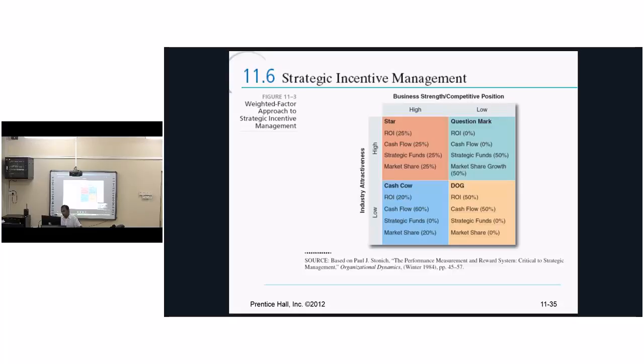Again, if you are in a cash cow position, the market is not really growing, but you have very high market share, then you don't reward for strategic funds and you don't reward for gaining market share, because there is no point doing so. But you reward people for bringing high ROI as well as maintaining a high cash flow. Again, if you are a dog, that means you are in a very weak market as well as your industry market is low. Again, no point rewarding to grow the market, but you reward them on ROI as well as cash flow.